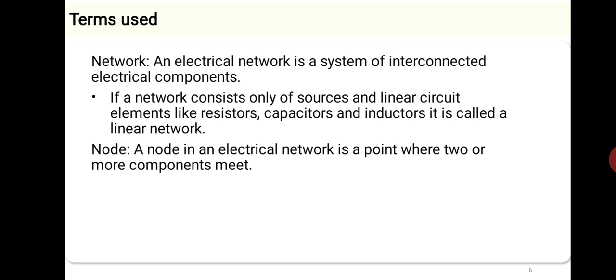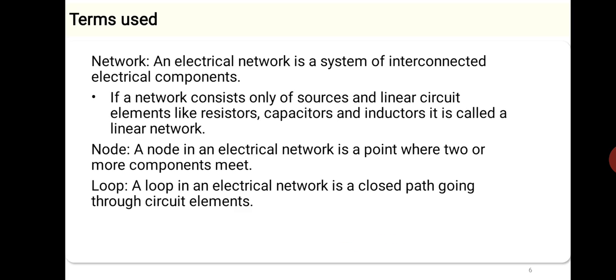The second term used in the session is node. A node in an electrical network is a point where two or more components meet. The next concept is a loop. A loop in an electrical network is a closed path going through the circuit elements. These are the terms used in the session.